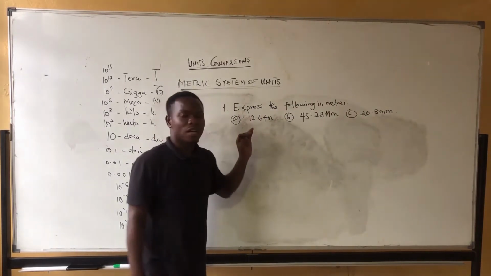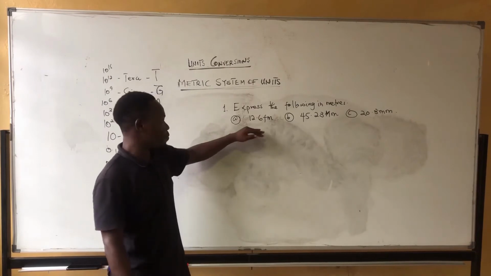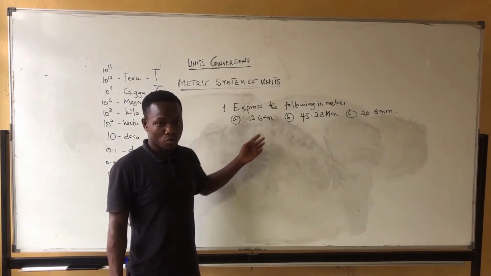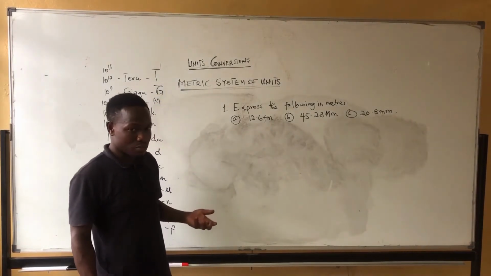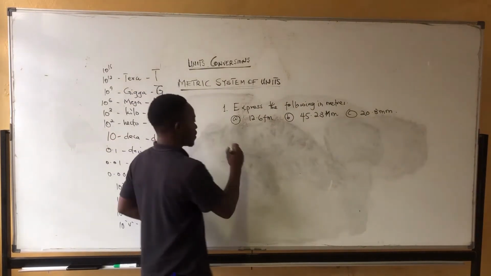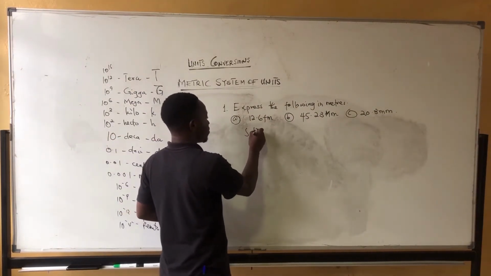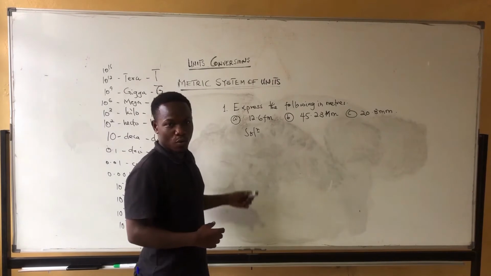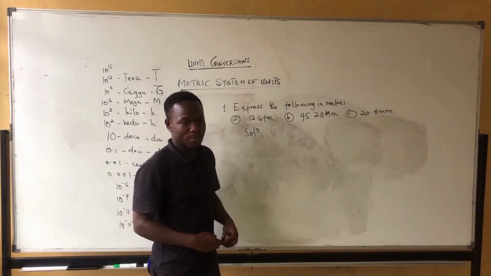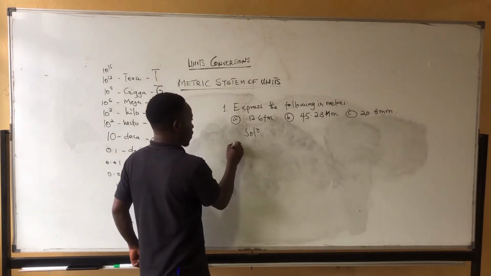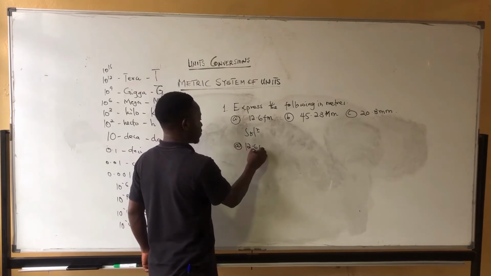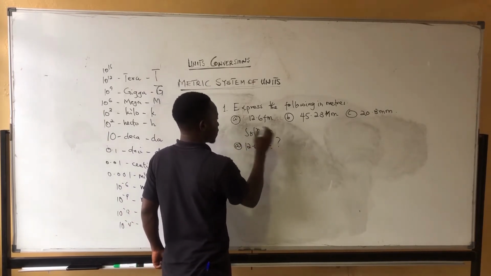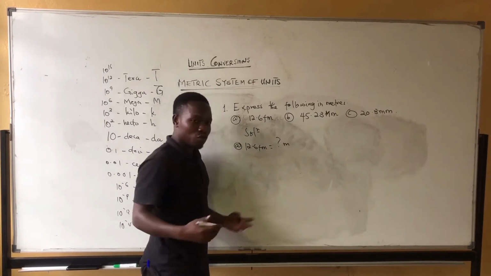Now we are not using rote memorization, we are using our prefixes and the values they stand for to do the conversion. So it's pretty much easy, right? Starting with the first one, you can pause the video and try it on your own and see if you get it. So 12.6 femtometers is equal to what? Meters.